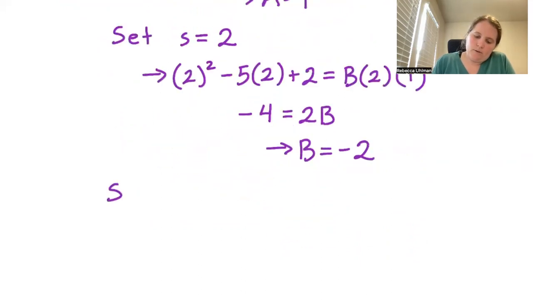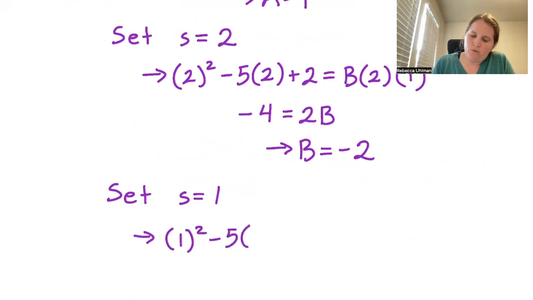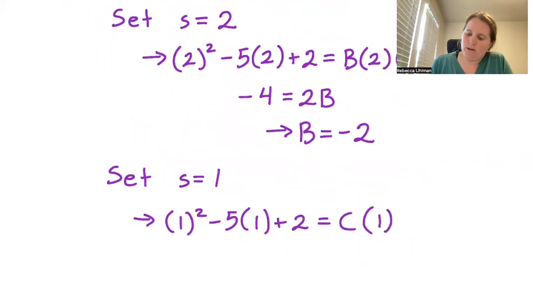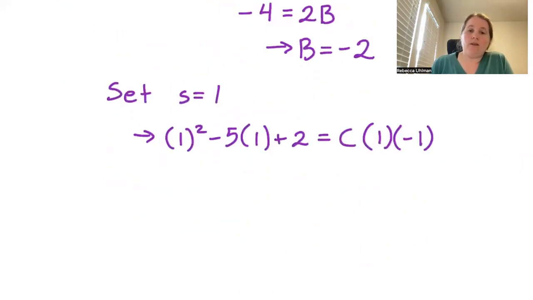If we set s equal to 1, then we have 1 squared minus 5 times 1 plus 2 is equal to C times 1 times 1 minus 2, so C times 1 times negative 1. 1 minus 5 plus 2, we would be looking at negative 2 is equal to negative C. And so we therefore get that C is equal to 2.